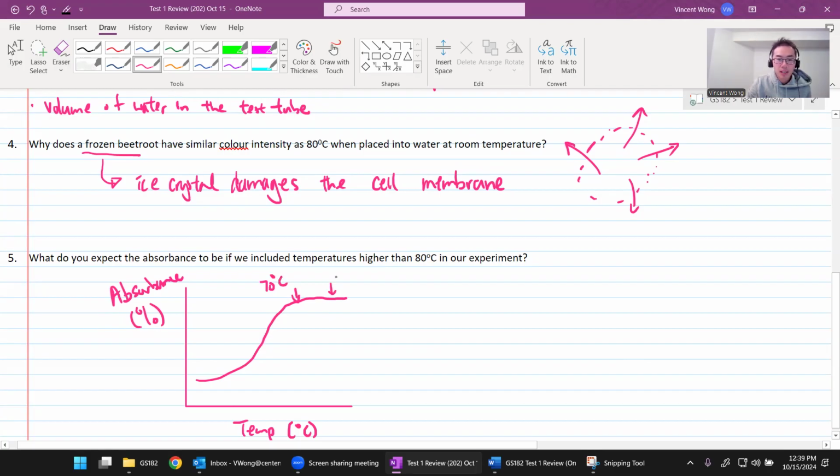Many of you said that it peaked at 80 degrees, but the question asked when it stops having drastic changes, right? I still give you the mark if you say 80, but the correct answer should be around 70. By the time you get to 70 degrees, the cell membrane is completely destroyed.